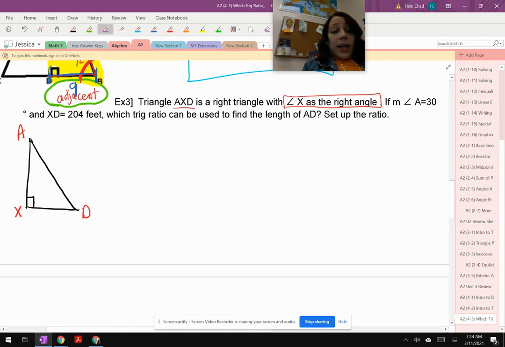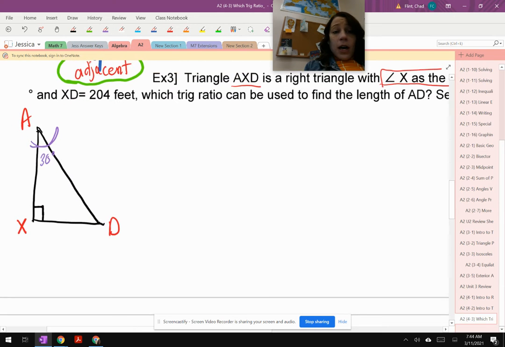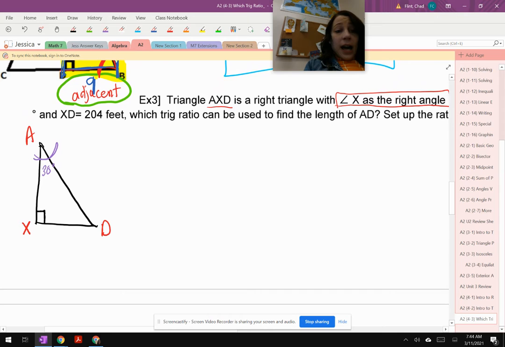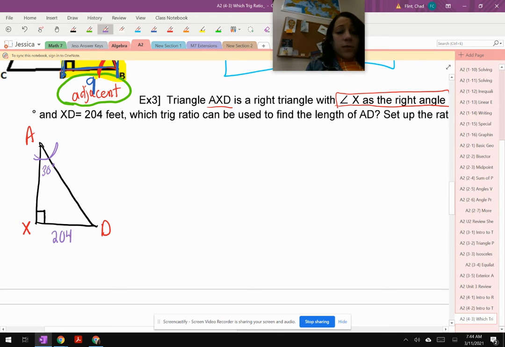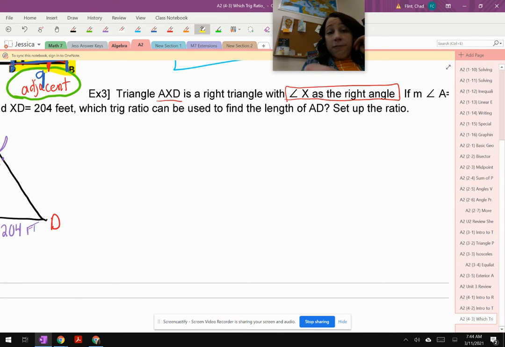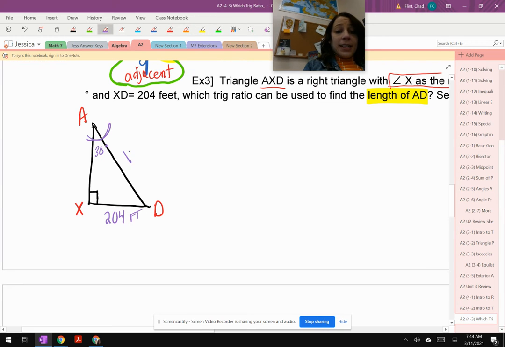Okay, so now that we've got our picture drawn, let's put some information in here. The measure of angle A, so that's up here, is 30 degrees. And DX, or XD, is 204 feet. Which trig ratio can be used to find the length of AD? So they're looking for AD. AD is that X, that missing piece that we don't know.